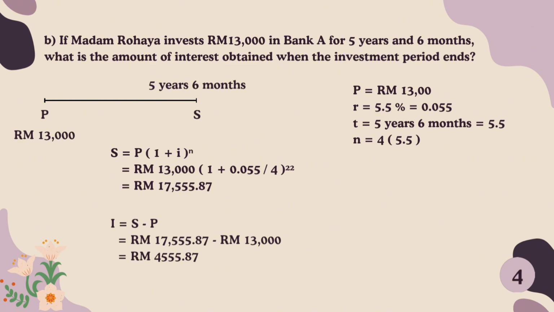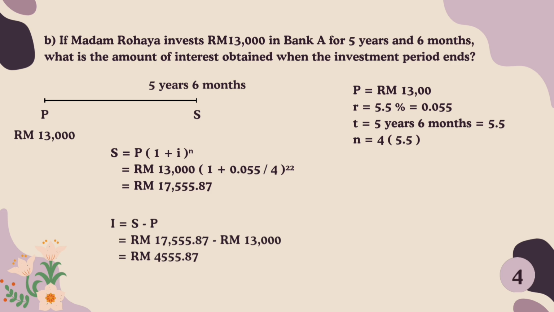The formula that we use is S equal to P in bracket 1 plus I the power of N. P is 30,000 ringgit, I equal to 0.055 divided by 4. N equal to 4 multiplied with 5.5. So 30,000 in bracket 1 plus 0.055 divided by 4 the power of 22. 0.055 divided by 4 plus 1 the power of 22 multiplied with 30,000 ringgit. The answer is 17,555 ringgit 87 cents.